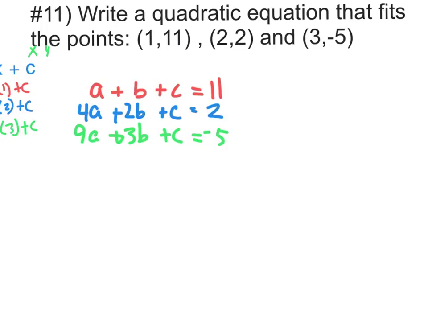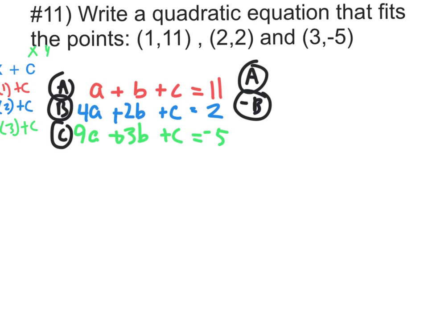So we need to pick two equations and get a variable to cancel. Since the c values are all by themselves, you could easily cancel out the c's. I'm going to label this first one equation A, equation B, and equation C. That way I can keep track of what I'm doing. And what I want to do is simply use A the way it is, and I want to use negative B to get the c values to cancel.